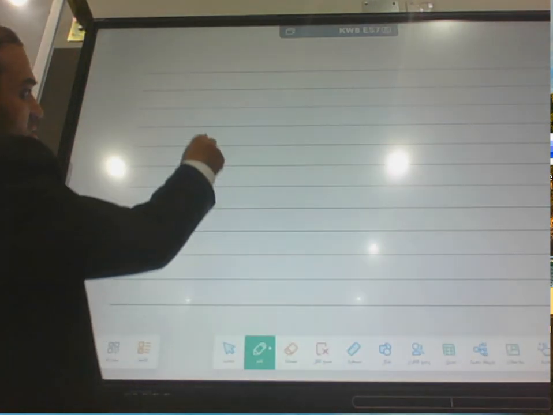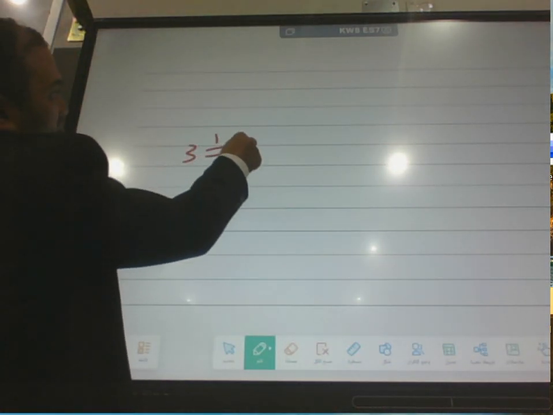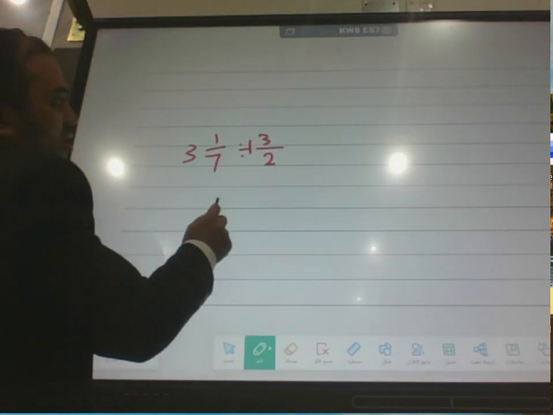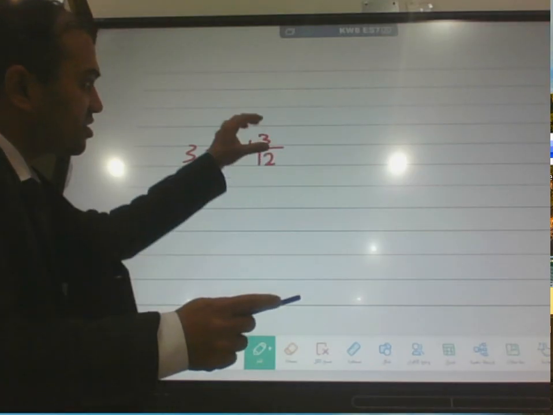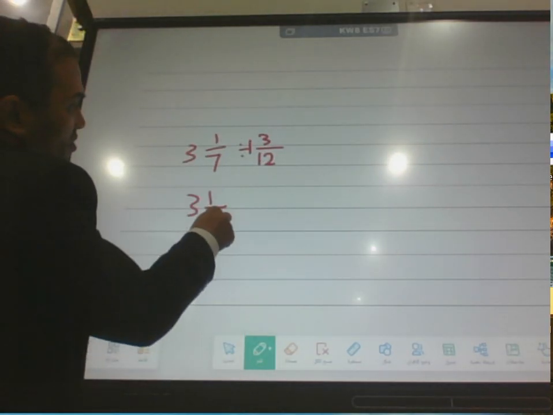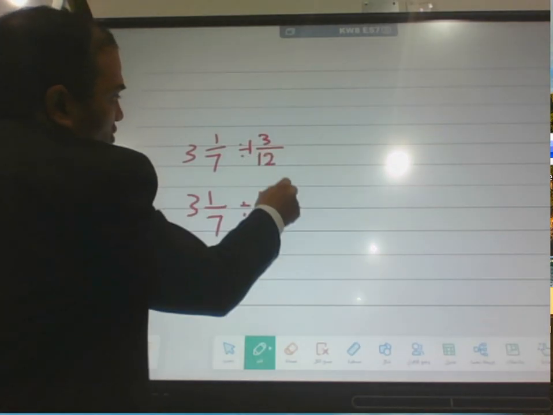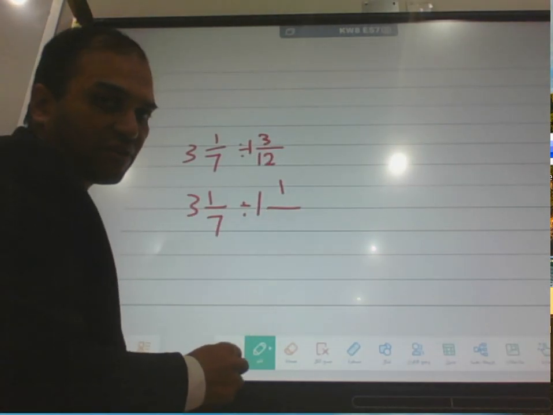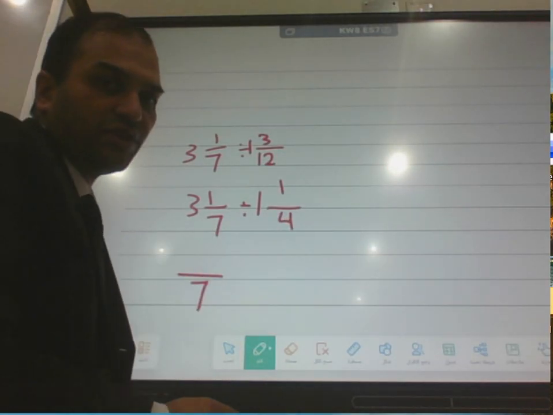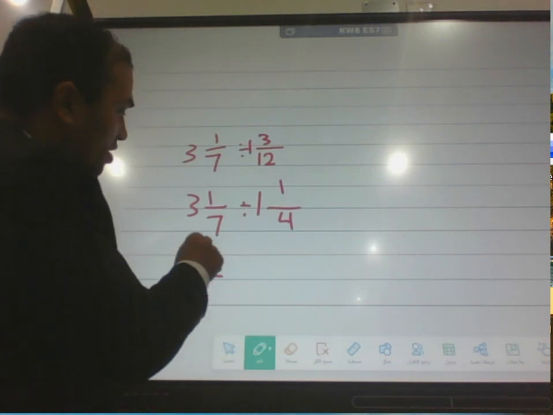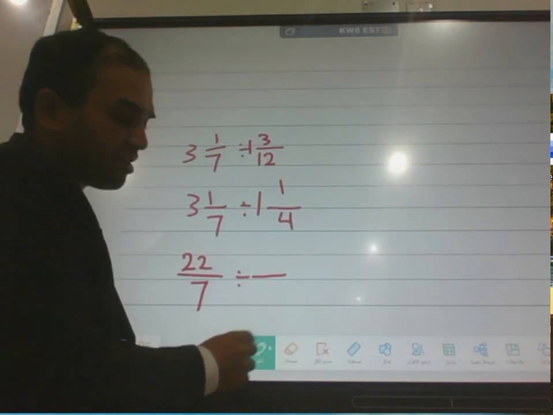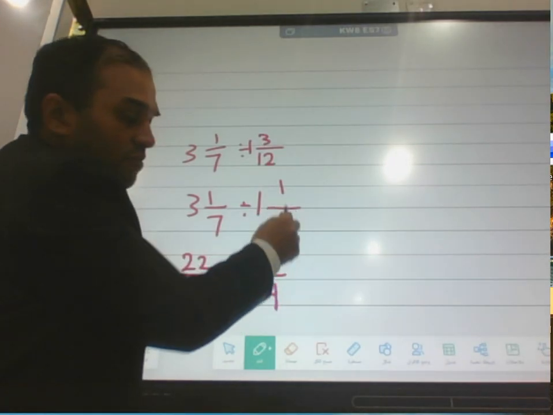And what about this example? 3 and 1 over 7 divided by 1 and 3 over 12. In this example, first you must simplify this fraction. This means 3 and 1 over 7 divided by 1 and this fraction: 3 divided by 3 equals 1, and 12 divided by 3 equals 4. Next step, you can convert this mixed number with denominator 7: 3 times 7 equals 21, 21 plus 1 equals 22. Right, 22 here. And then we must also convert this mixed number, with 4 in the denominator: 1 times 4 equals 4, 4 plus 1 equals 5.